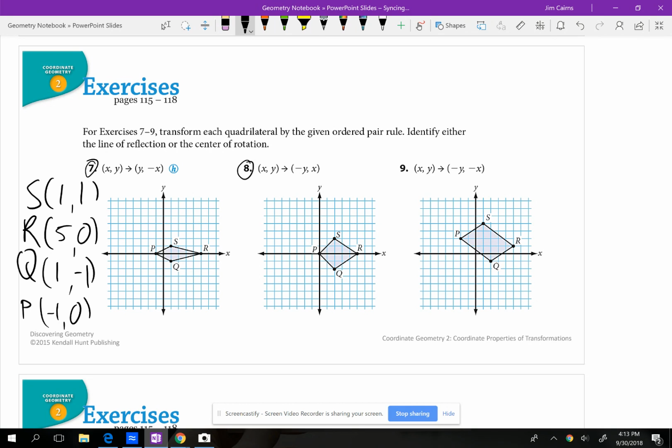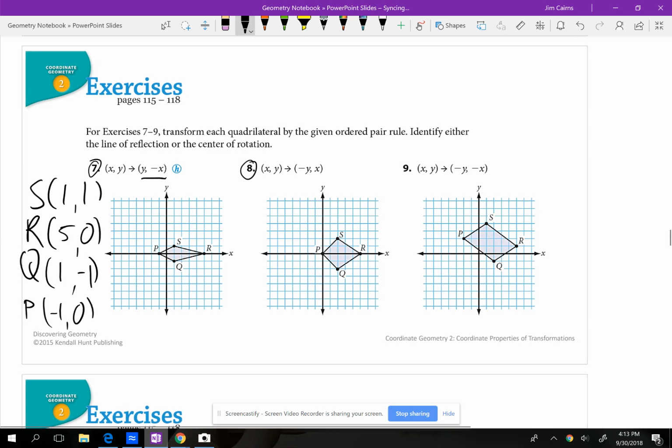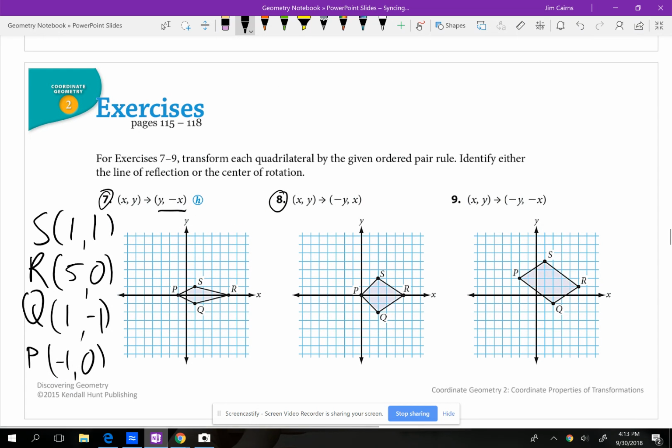Coordinates are listed here. We're supposed to go ahead and do this operation to each coordinate. So I'll just work over here so I have more room. The first one is S, which is 1, 1. And when it's y, negative x, that means you're going to switch them, and then this becomes negative. That's your S prime.